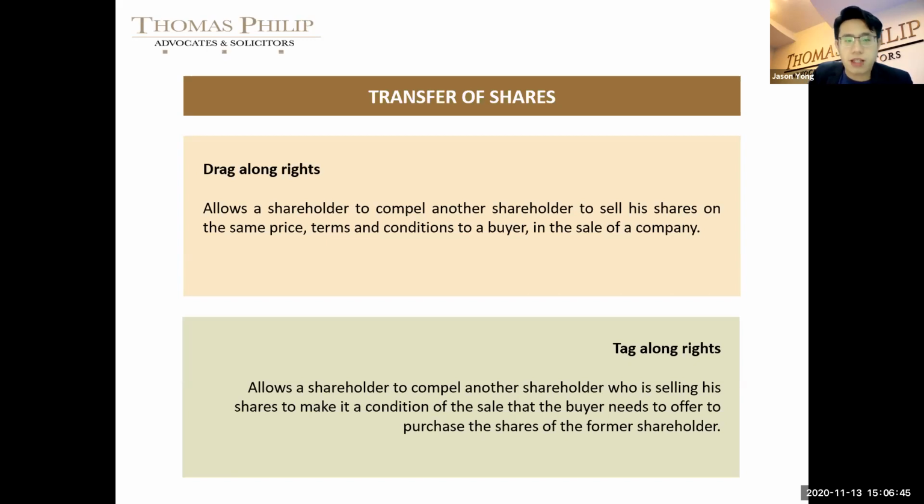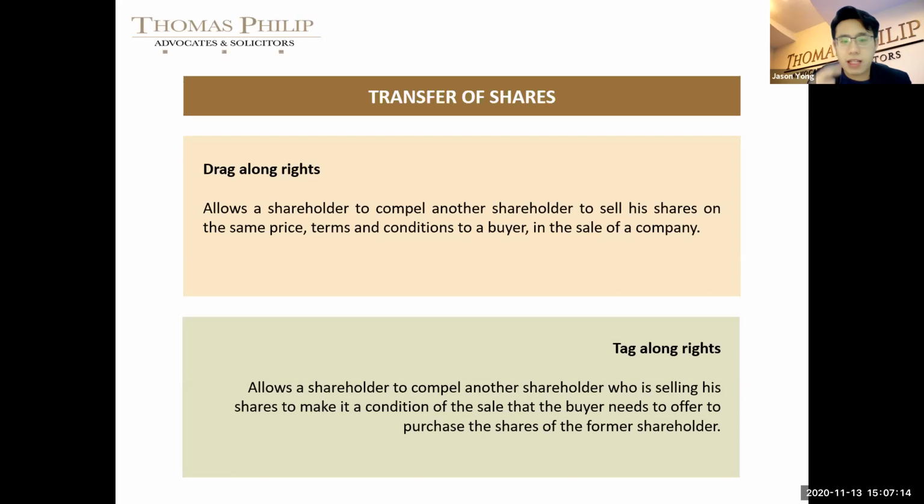Now, drag along right basically goes like this. If I am a shareholder of this company and I choose to sell my share to somebody else, and we have a drag along right in the shareholders agreement, then at that point in time, I can force the remaining shareholder to also sell their shares to this third party that I'm selling to. So when I sell, I drag you along. That's what the drag along right means.